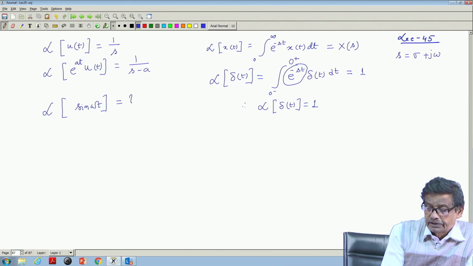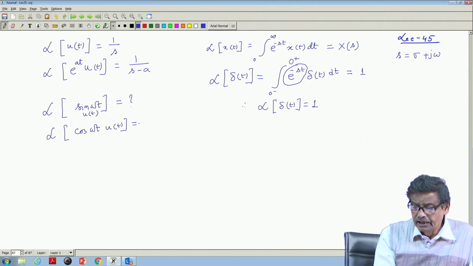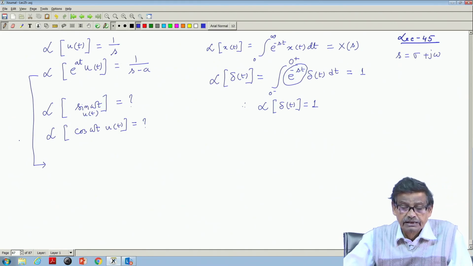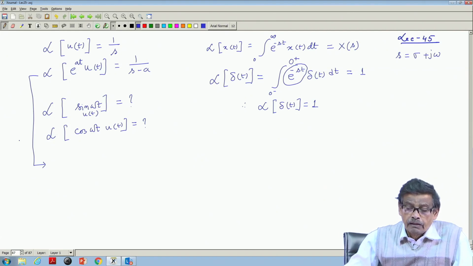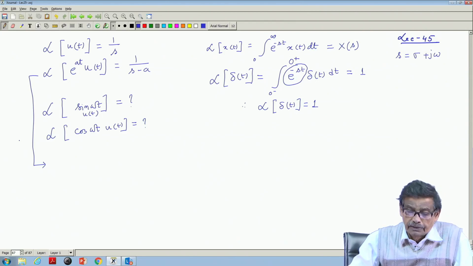What is the Laplace transform of this, and what is the Laplace transform of cosine omega t? Of course, sin omega t into u(t), mind you, that is important, into u(t). Now, these can be derived very easily, and I will take recourse to the formula that the Laplace transform of e to the power a t u(t) is equal to 1 by s minus a, where a could also be imaginary. It does not matter, a is some constant number.